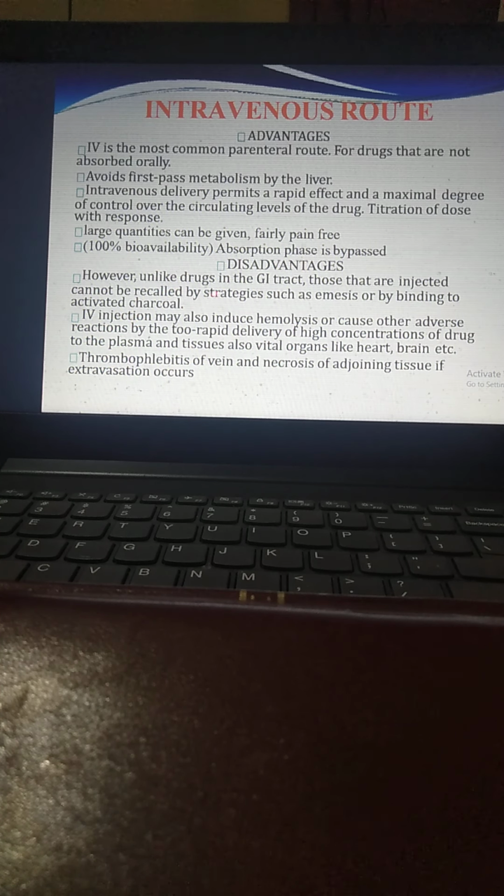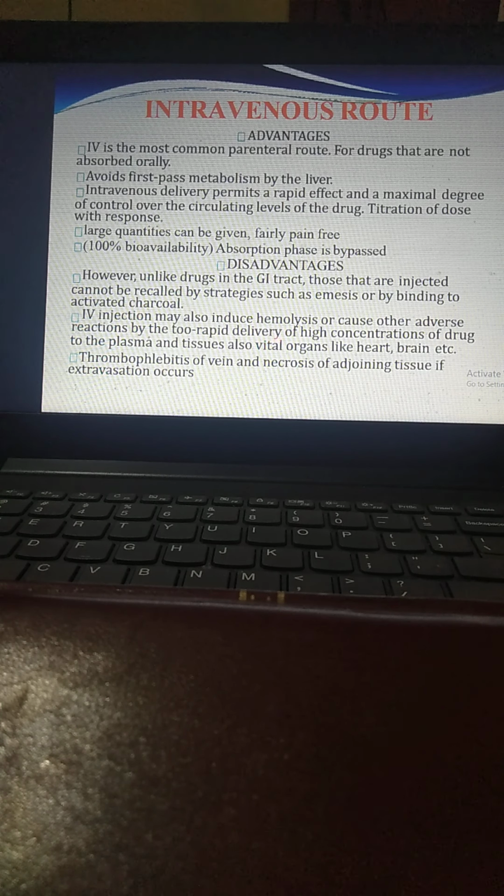However, unlike drugs in the GIT tract, those that are injected cannot be recalled by strategies such as emesis or binding to activated charcoal. So this I have told is the disadvantage. Once the drug is given, it cannot be taken back. So we have to give the blockers there. But in the oral route we can use strategies like emesis or binding to activated charcoal.